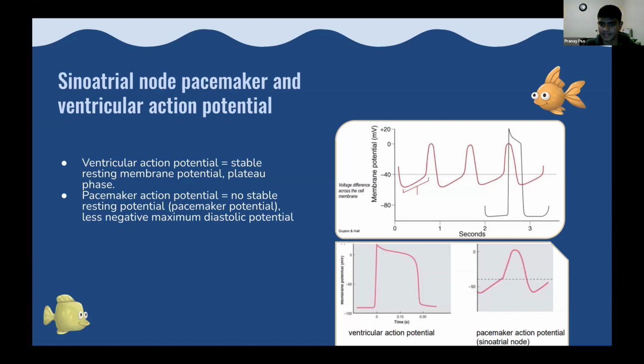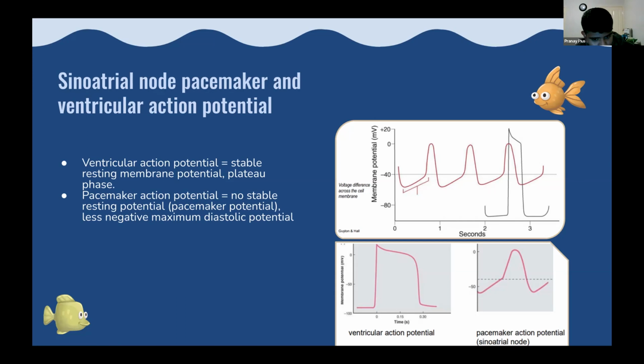So the pacemaker one is the one you can see at the bottom, on the right. It doesn't really look like it has a plateau phase or a stable resting potential. Instead, it looks like it goes up and down and back up and down. So that's called a funny current, and I'll talk about that in a bit.